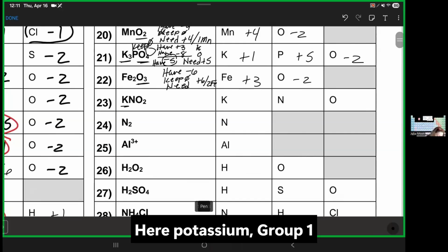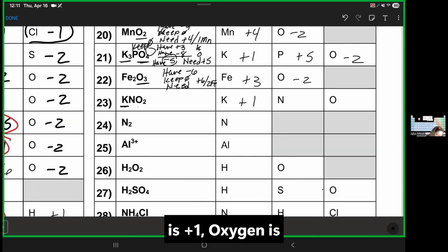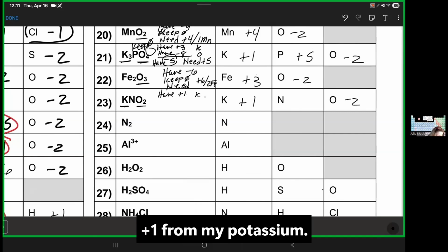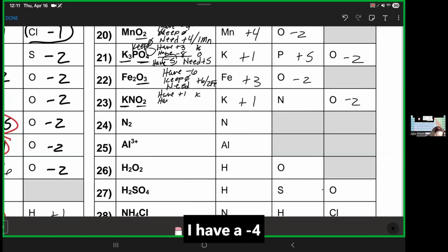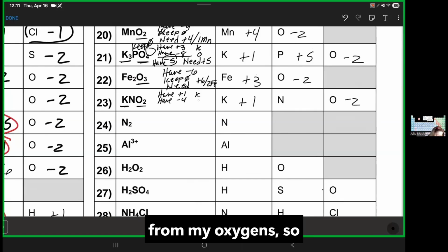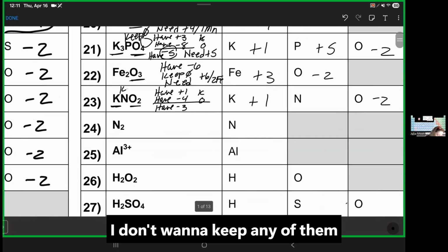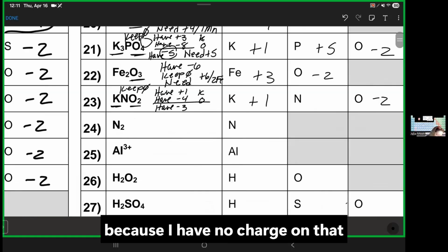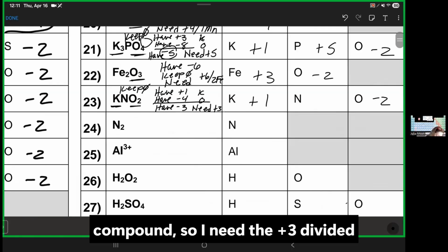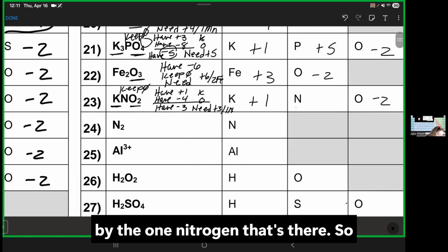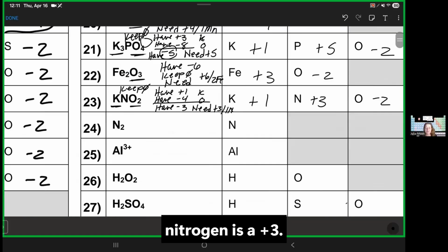Here, potassium group 1 is positive 1. Oxygen is negative 2. I have a positive 1 from my potassium. I have a negative 4 from my oxygens. So I have a -3. I don't want to keep any of them because I have no charge on that compound, so I need the +3 divided by the 1 nitrogen that's there. So nitrogen is a +3.